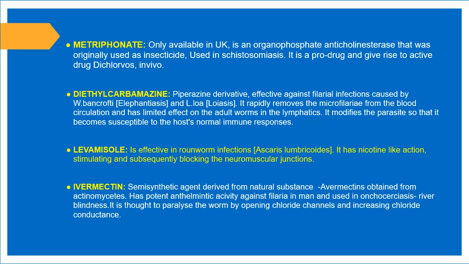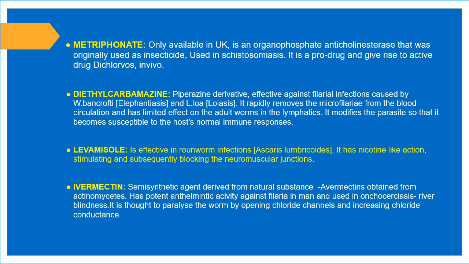Ivermectin. Now, this drug is a semi-synthetic agent which is derived from a group of natural substances called avermectins, and it has a potent anthelmintic activity against filaria in man, and it is a drug of choice for onchocerciasis. Onchocerciasis causes river blindness. This drug is also very effective in Wuchereria bancrofti, which causes elephantiasis.